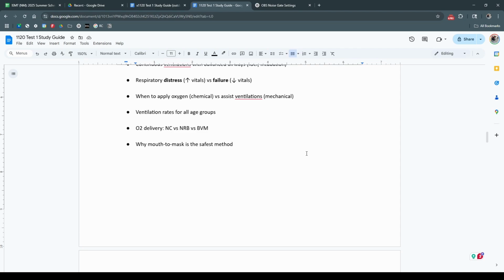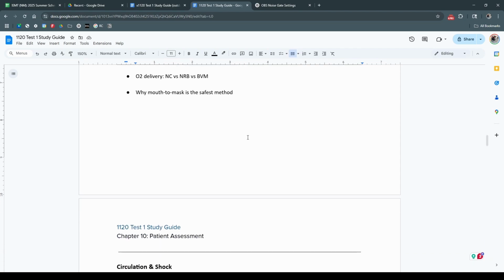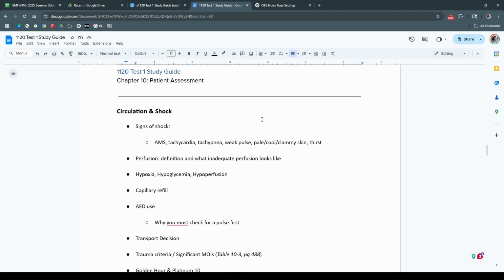Mouth to mask is safer than a BVM because you could overinflate a BVM, but you can't really overinflate mouth to mask because you're going from your lungs to their lungs. Now, I'm not recommending that necessarily, but what I do like talking about in this aspect is how barometric trauma, pressure issues, and overinflation of lungs is a very real issue, and a BVM can do all of that, where you breathing into a patient's lungs is far less likely. So I just mean to highlight the fact that a BVM is not innocuous, that it can cause major issues.